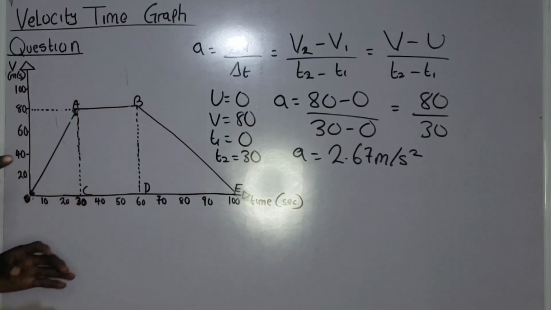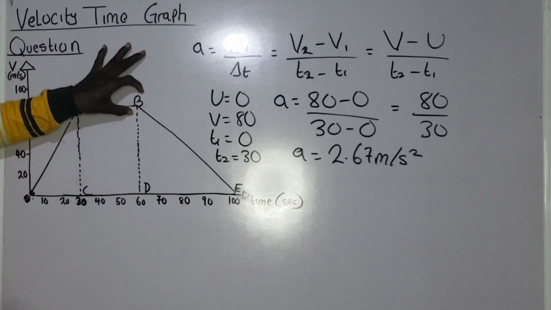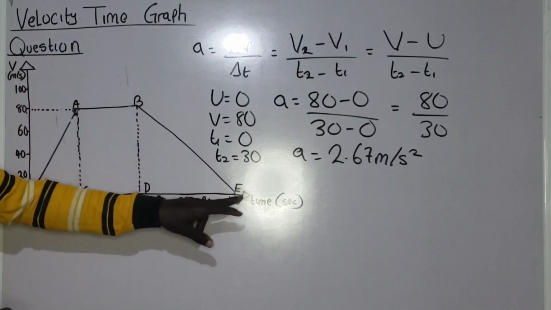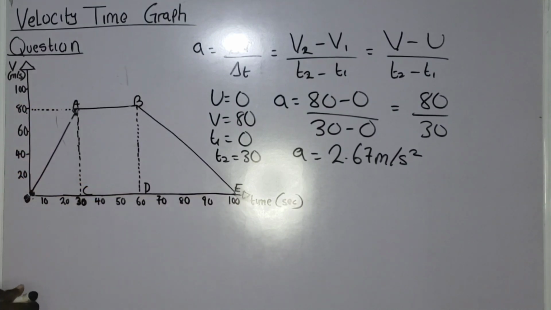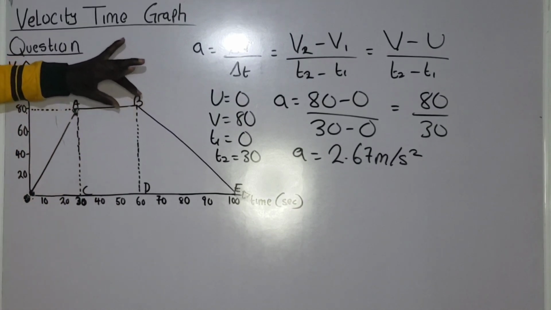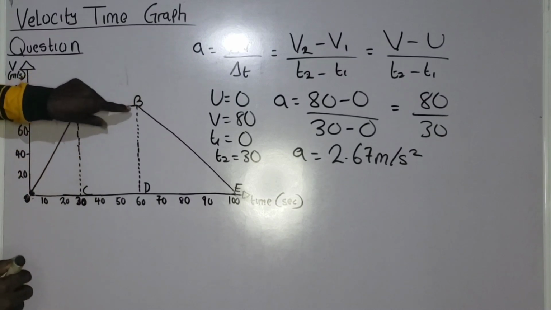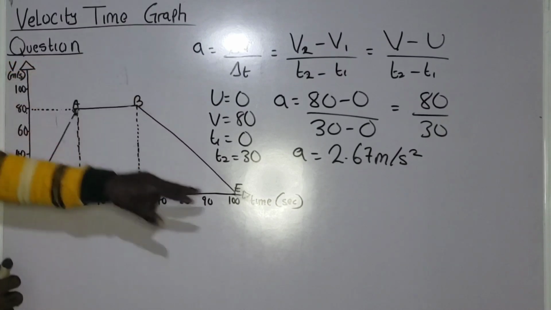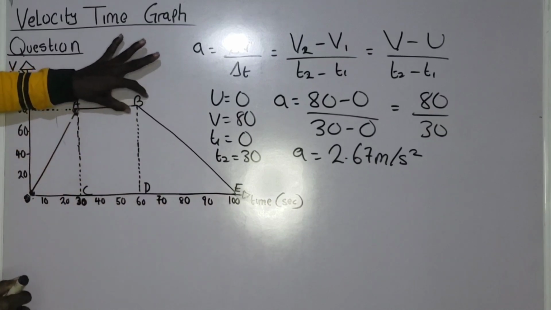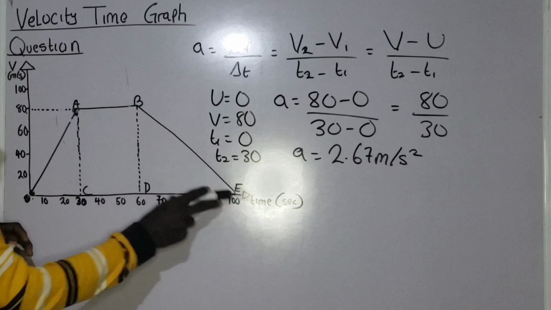That deceleration is what we call retardation. Another name for retardation is deceleration. After getting to this point, the body begins to decelerate until it comes to rest. Now, the retardation is this gradient, line BE. That is the retardation, because that is where the velocity changes from this point and begins to decrease. It is from point B that the velocity begins to decrease. So it is from this point that we are going to calculate the retardation.